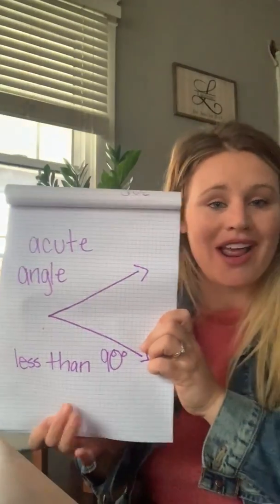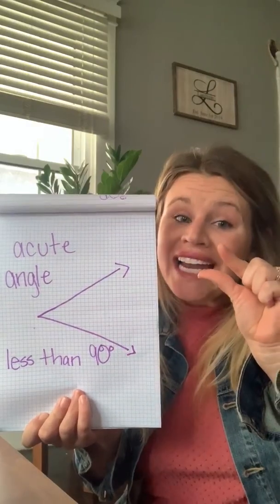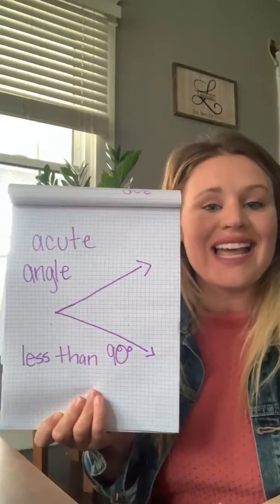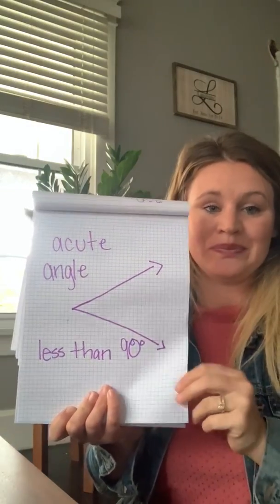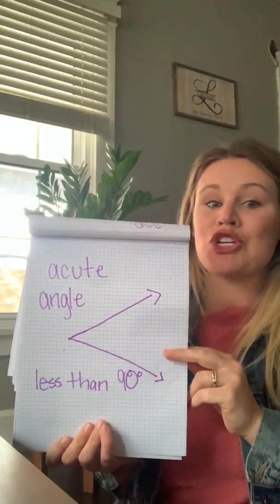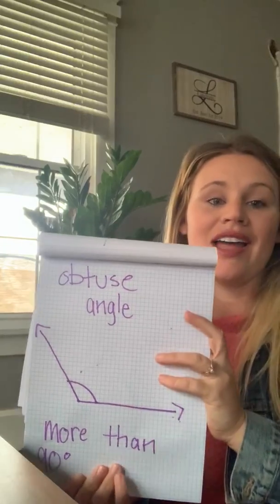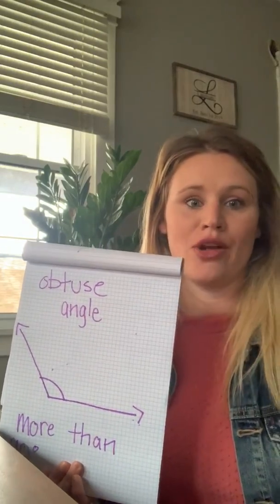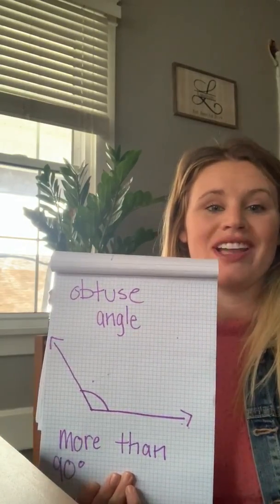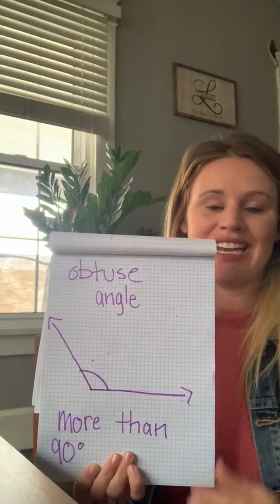Next is an acute angle. I like to say this is your tiny acute angle. It's less than 90 degrees. After that, I'm sure you can guess what angle it is, the obtuse angle. It's the large angle. It's greater than 90 degrees.